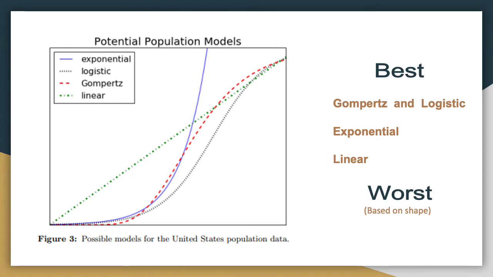These are some potential population models. Based on the shape alone, the linear model seems like the worst. After taking a glance at the US Census plot, you can see that the population growth is curved, and it's not linear. So that one isn't going to be accurate.